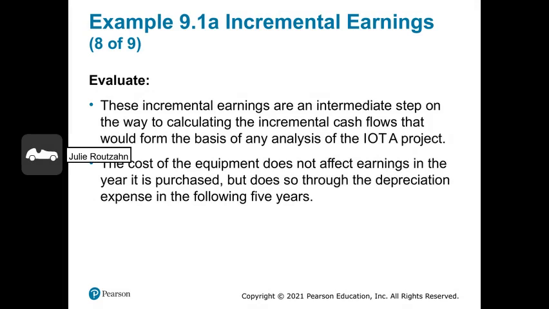A couple things to consider, and I've said this and it's really important, I'm going to say it again: the incremental earnings are an intermediate step on the way to calculating the cash flows. That would be the basis of our analysis of this project, so we're not done yet. The cost of the equipment does not affect earnings in the year it is purchased. That's time period 0, but it does so through the depreciation expense in the following 5 years. So that's important to remember and keep in the back of your mind.